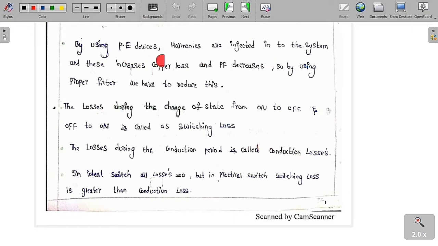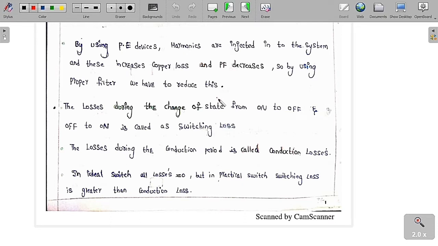By using power electronic devices, harmonics are injected into the system. And this increases the copper losses and the power factor decreases. So by using a proper filter, we have to reduce this. Here, with the help of power electronic devices, harmonics are going to be injected into the system. Whenever the harmonics are injected, the frequency increases. Therefore, the copper loss also goes on increasing. As the copper loss increases, the power factor of the system goes on decreasing. So here, by using the proper filter, we have to reduce this.